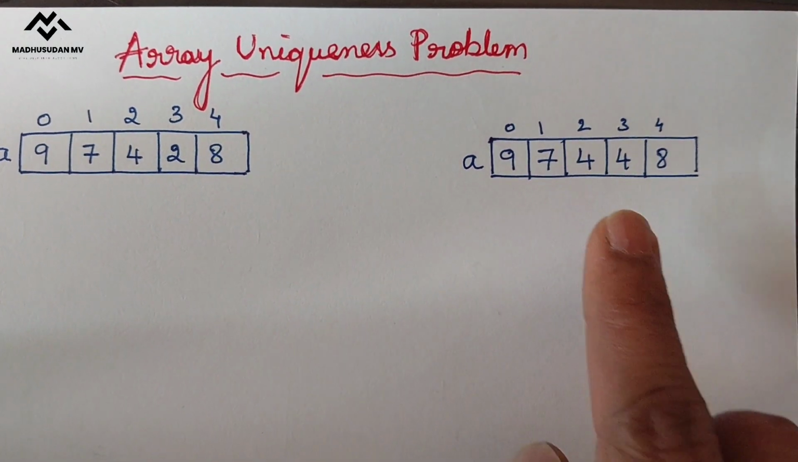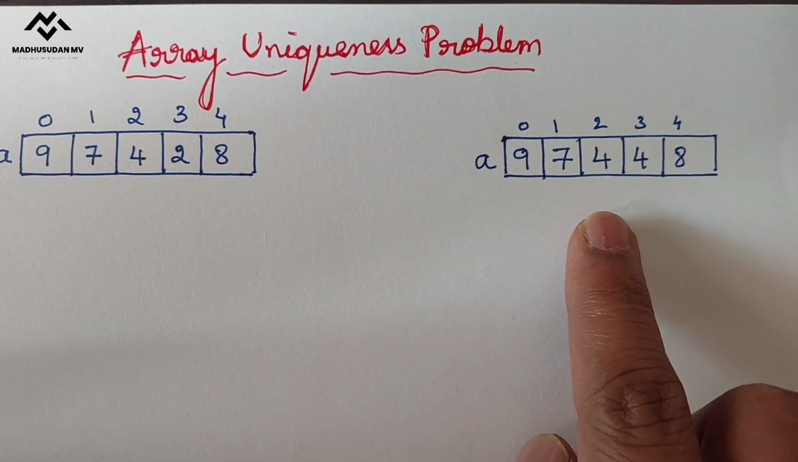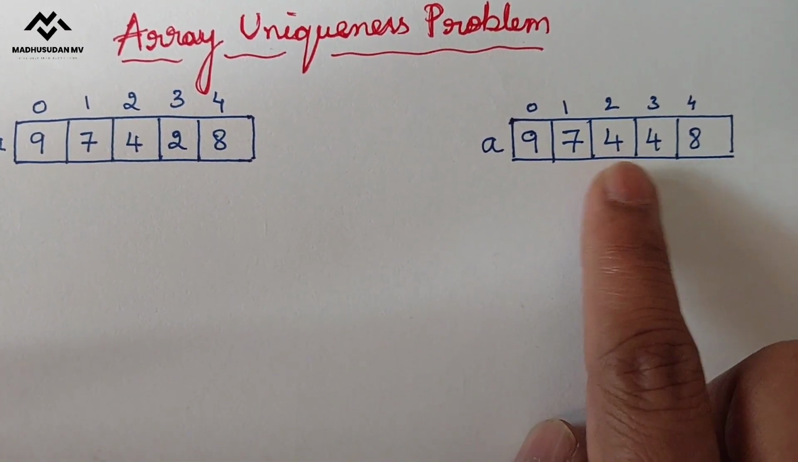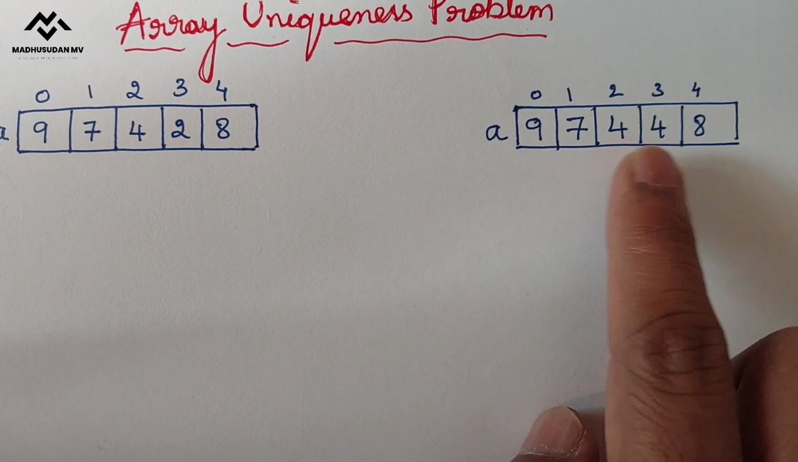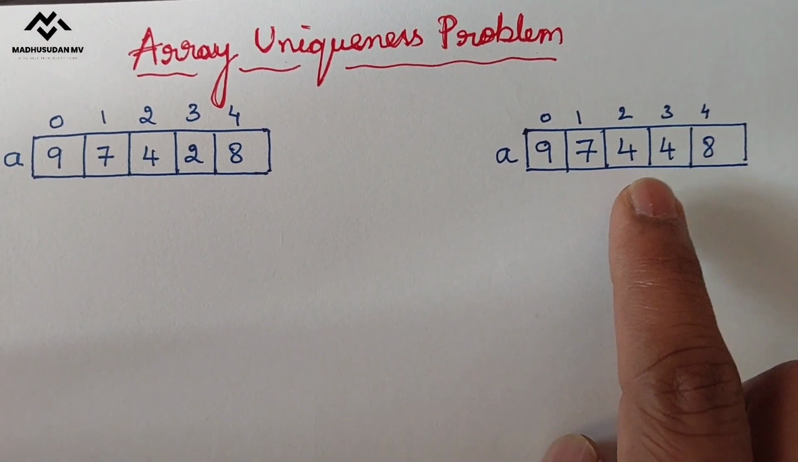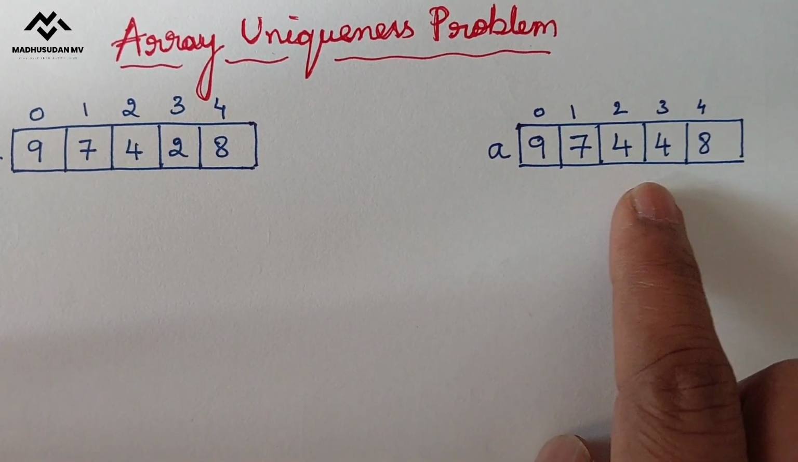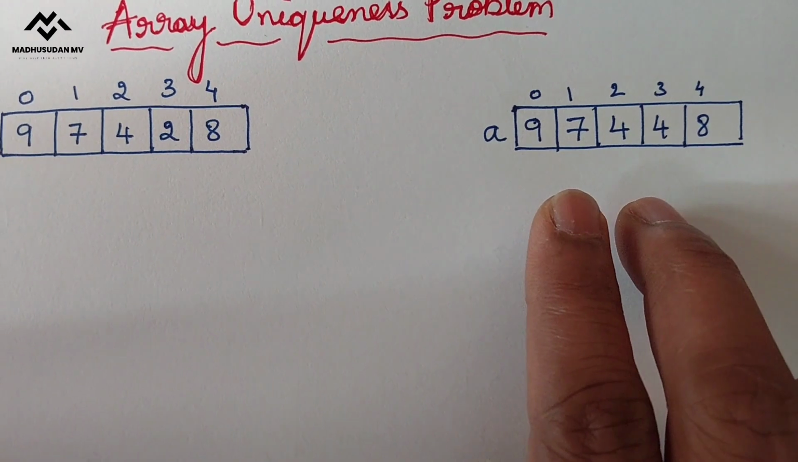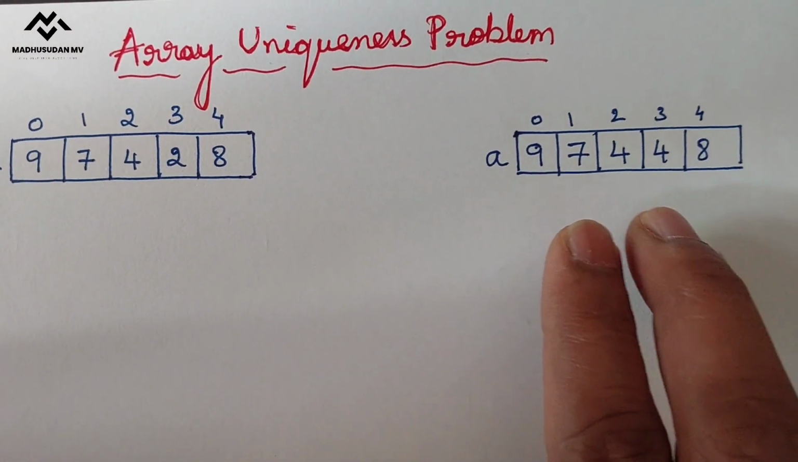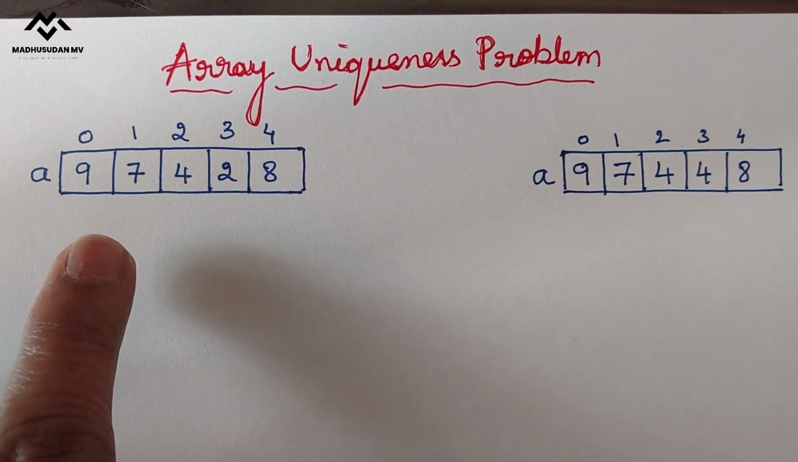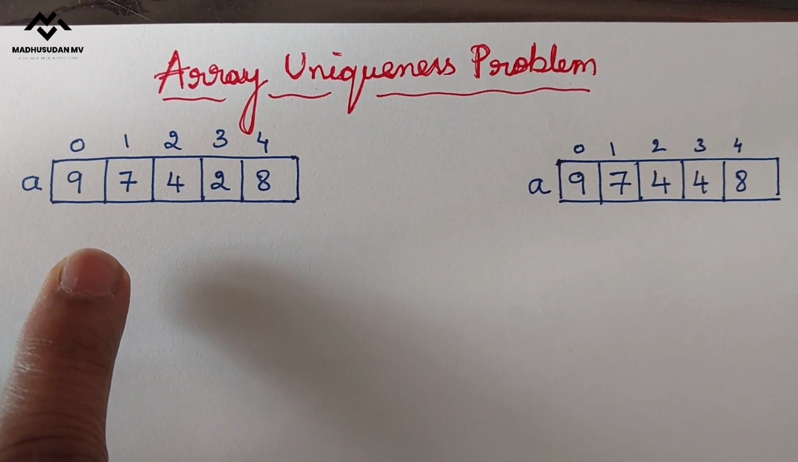Now let us take this example. In this example, the element 4 is repeated. So that means there are 2 elements that are the same. In this case, we cannot say our array is unique because it has some repeated elements. If an array has repeated or duplicate elements, we say the array is not unique. If all the elements of an array are unique, we say the array is unique.